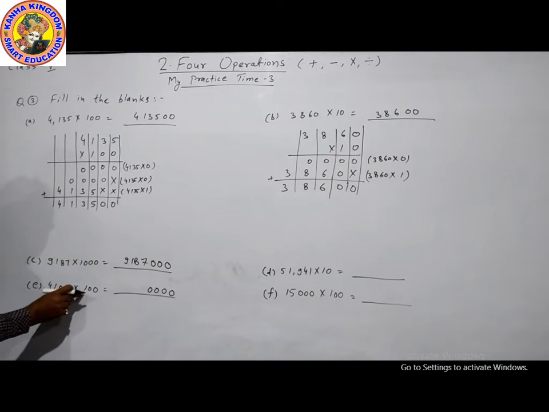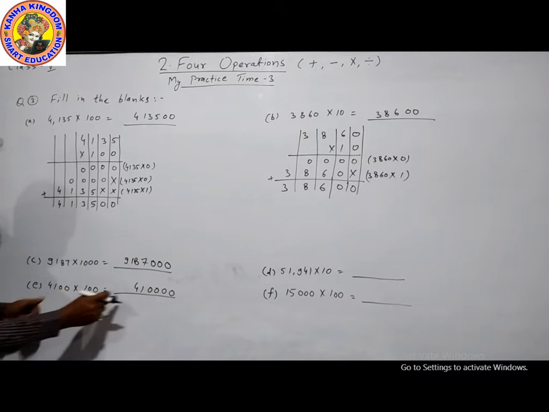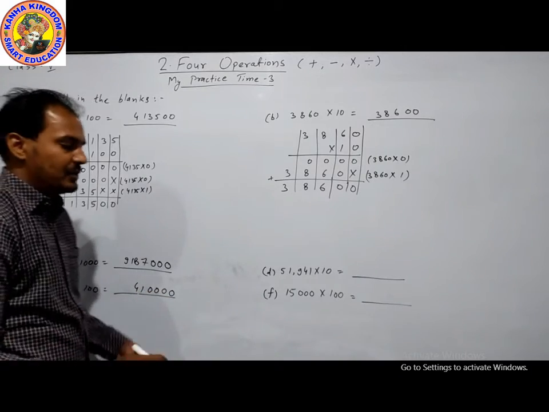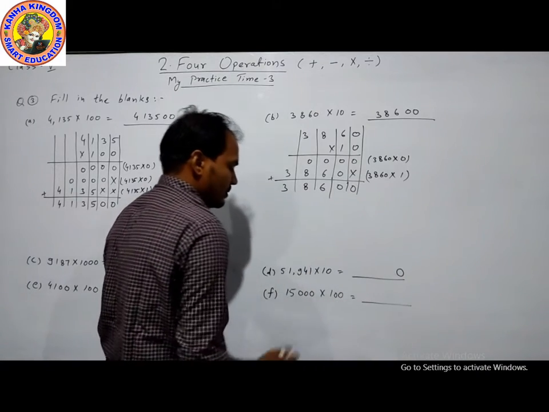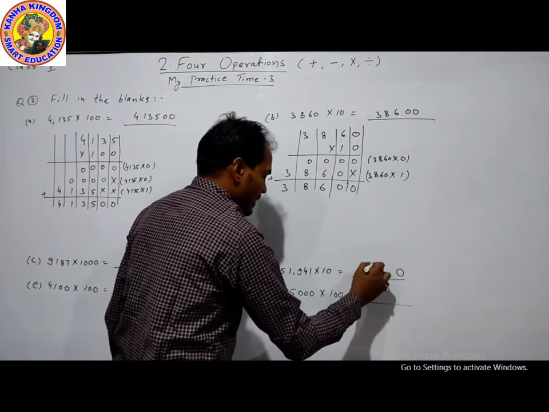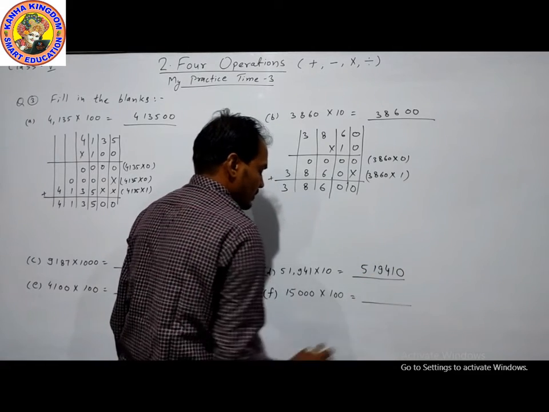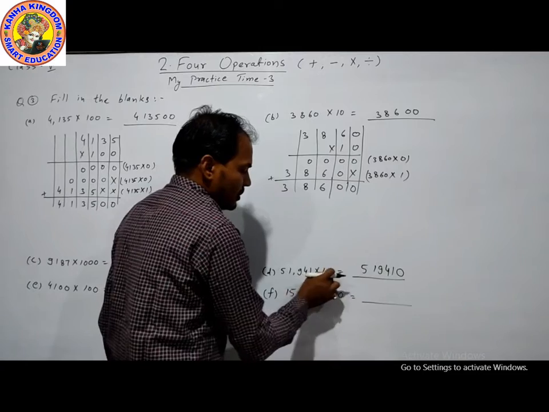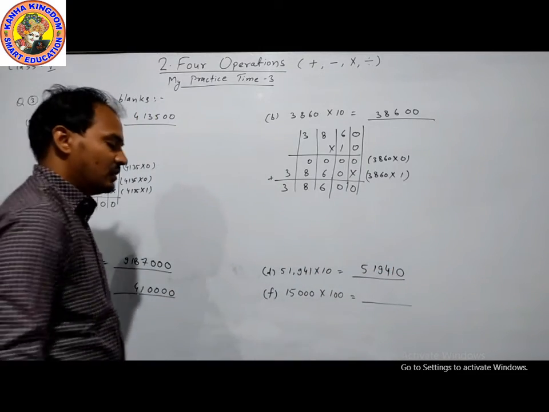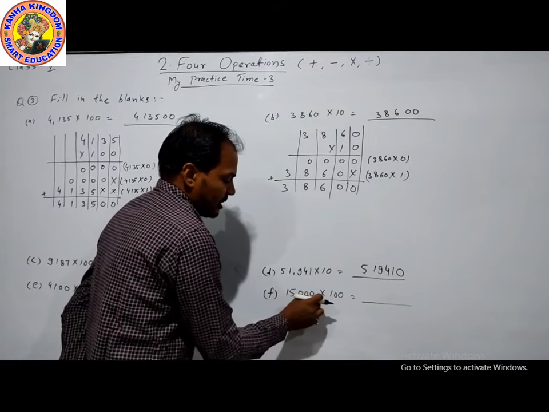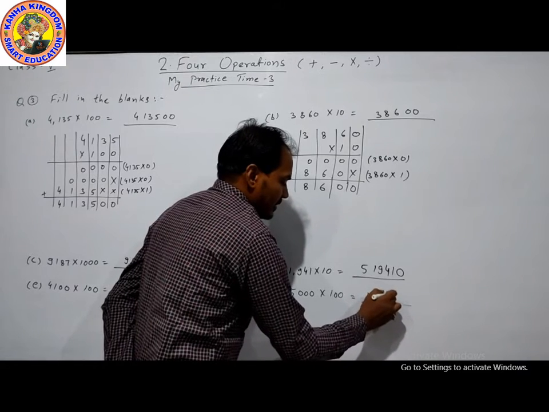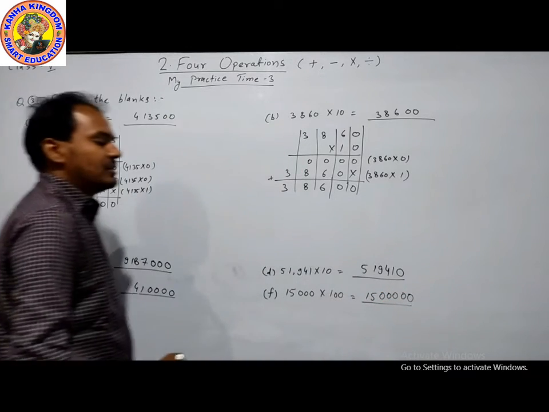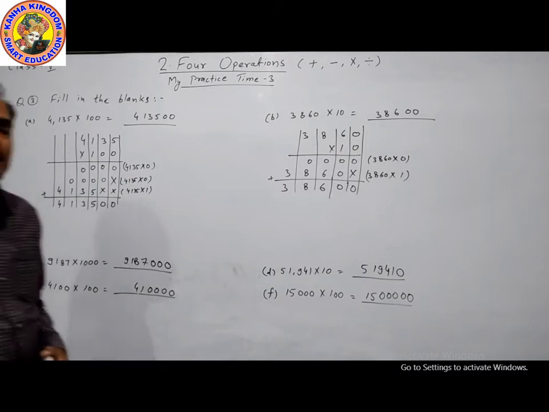Now here is 41, here is 1, 41 into 1 is 41. So 41 with 1, 2, 3, 4, 4 zeros. Now here only 1 zero. Now 1 into the number 51941, so 51941 with 0. Here is 15 000 00. This is our answer.